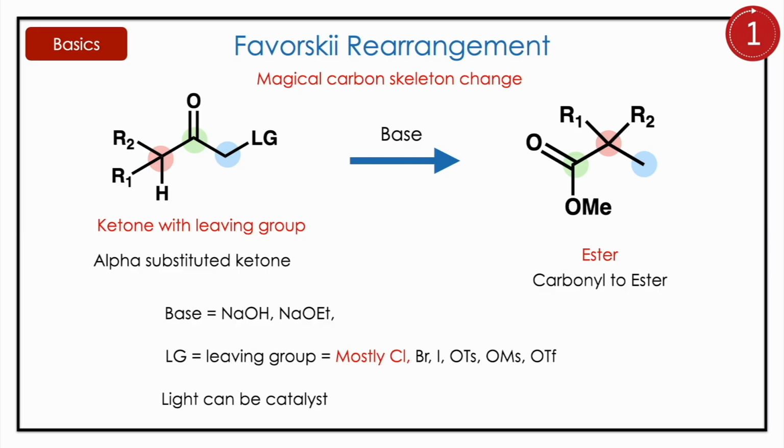Here the base can be anything. Here I have given sodium hydroxide or ethoxide. The leaving group can be chlorine, bromine, tosylate, mesylate and triflate. Light also sometimes can be a catalyst if there is a good leaving group.